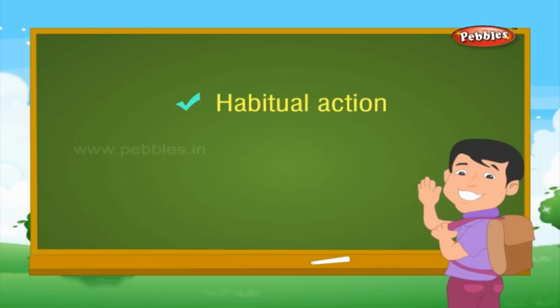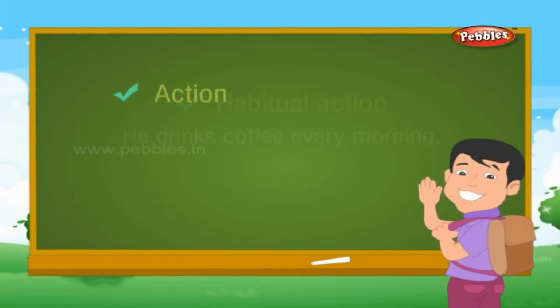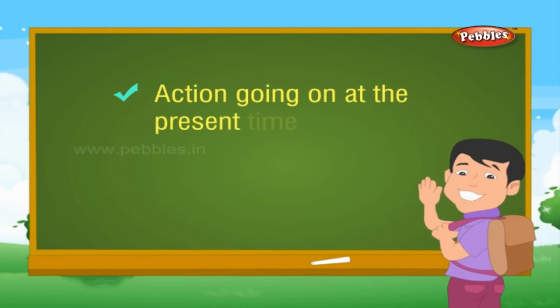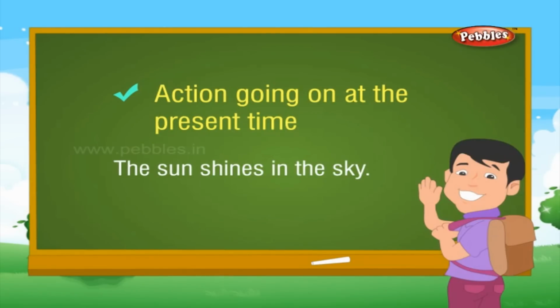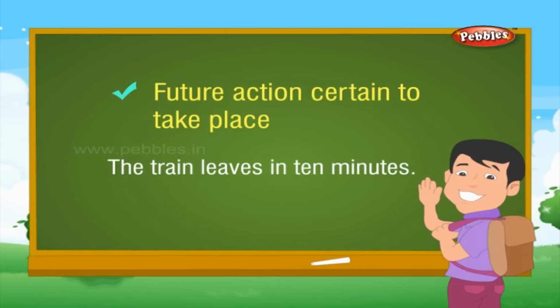Habitual action. He drinks coffee every morning. Action going on at the present time. The sun shines in the sky. Future action certain to take place. The train leaves in 10 minutes.